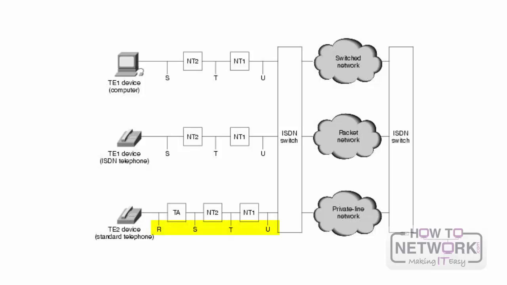The U reference point is between the ISDN switch and the NT1 device. The T reference point is between the NT2 device and the NT1 device. The S reference point is between the terminals, TE1 or the TA, and the NT2 device. The R reference point is between non-ISDN native devices and TAs.